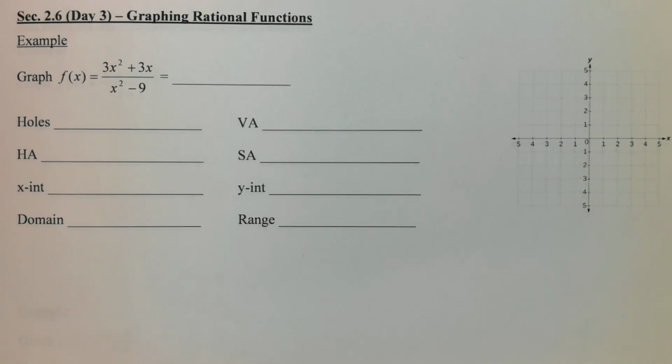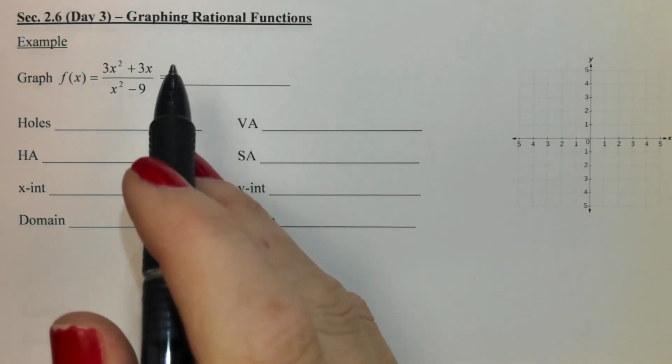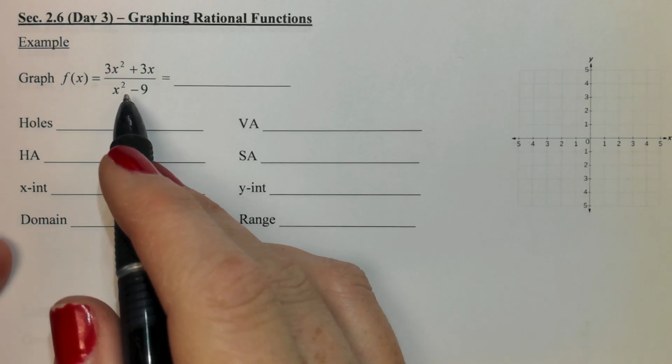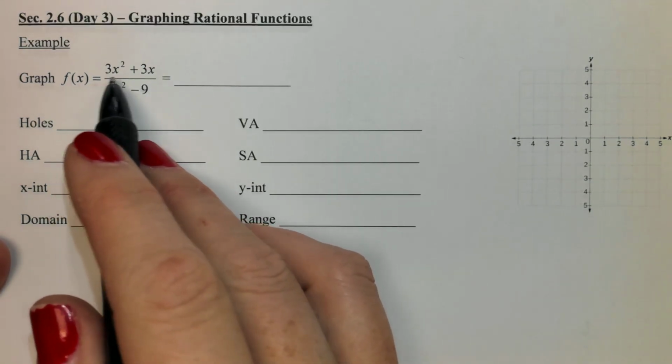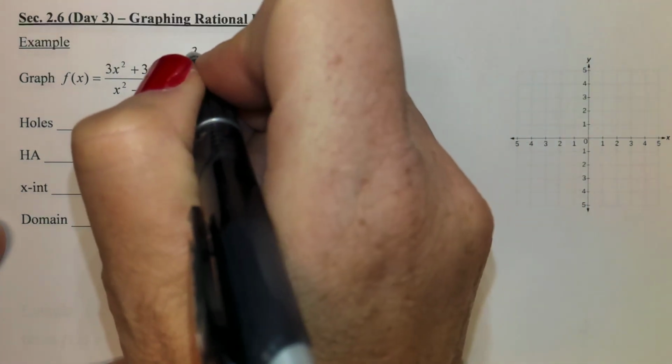Section 2.6 day 3 is just going to have us taking all of our graphing irrational functions just one step further. So I'm just going to walk through my steps again. First one is factor and cancel. In this case, we're going to take something out this time that they have in common. So they each have a 3x, so I'm going to take that out.